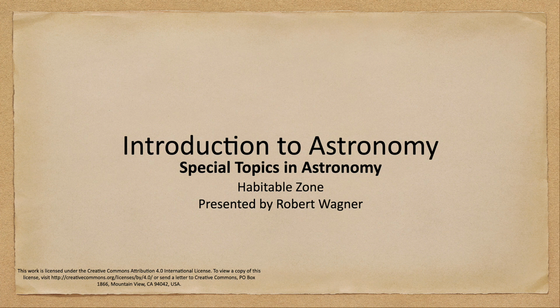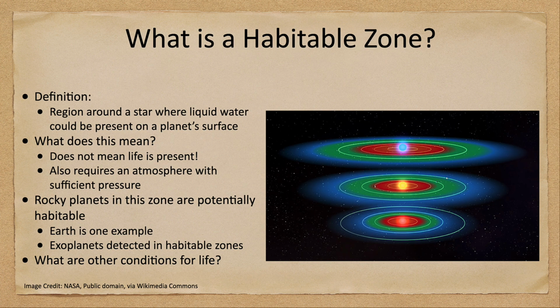In this week's special topic in astronomy, we are going to discuss what is meant by a habitable zone in astronomy. So what do we mean by a habitable zone? Well, let's look first at the definition. What is the definition of a habitable zone? It is a region around a star where liquid water could be present on a planet's surface. It does not mean that liquid water is there. It simply means that the temperatures are right.